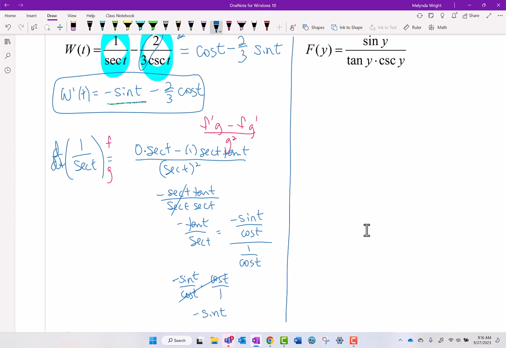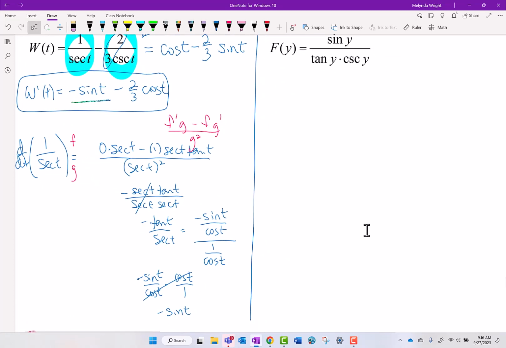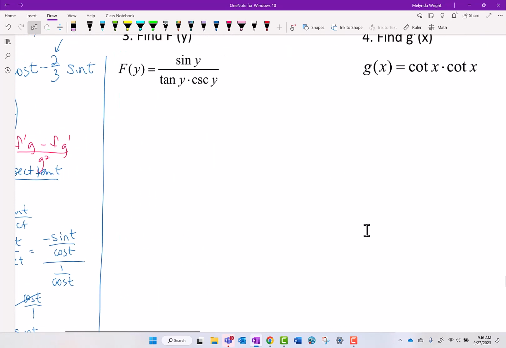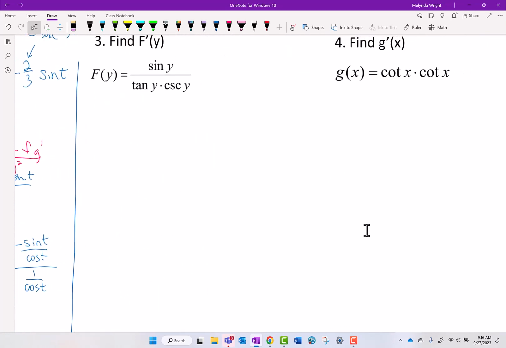So let's go to our next one. Are there any questions on this one? Are we all good? Okay. So here, unfortunately, there's way too much going on to rewrite. I've got a sine in the numerator. I've got tangent times cosecant in the denominator. Could I try to rewrite? Yes, I could try to rewrite. I'm still going to have a fraction one way or the other, or I'm going to have some crazy sine squared business. So let's just leave it like it is, and let's go through our quotient rule.